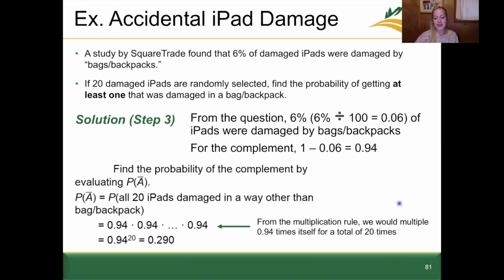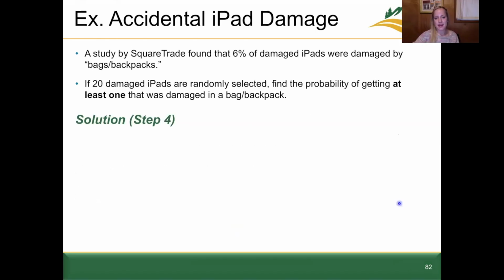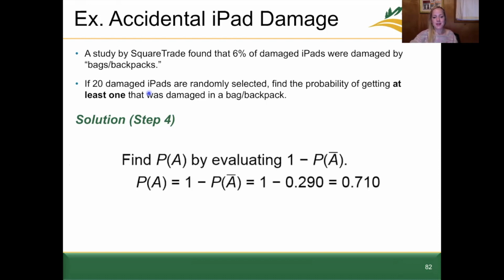So we're not quite done with the 4 steps. In step 4 now, we need to actually answer what the question was asking us. So out of 20 damaged iPads randomly selected, find the probability of getting at least one that was damaged in a bag or a backpack. We already figured out probability of A bar. Now we can apply this final step.